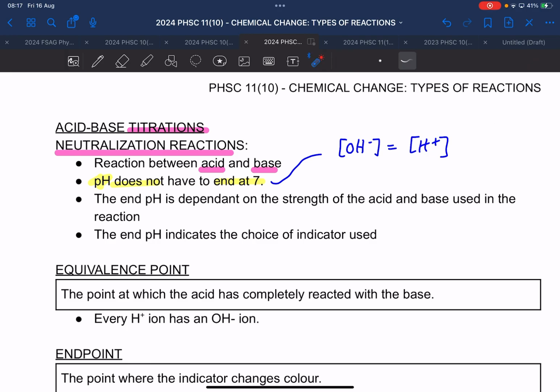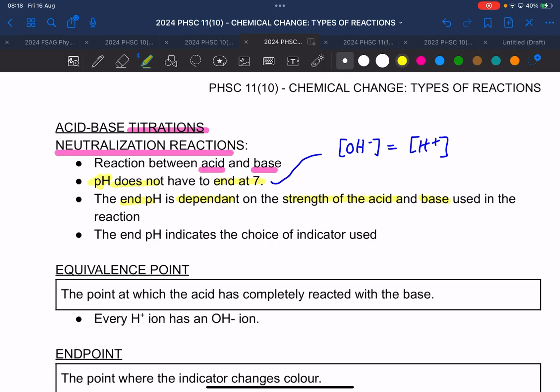Same thing. In an acid-base reaction, when we call it a neutralization reaction, it means that for every hydroxide there is a hydrogen present, but that does not necessarily mean they will bond with one another. So the pH does not necessarily end at 7. The pH is dependent on the strength of the acid and the base. If it is a strong acid, it will ionize completely. If it is a strong base, it will dissociate completely. And then, yes, the pH might be 7. But that does not necessarily mean that.